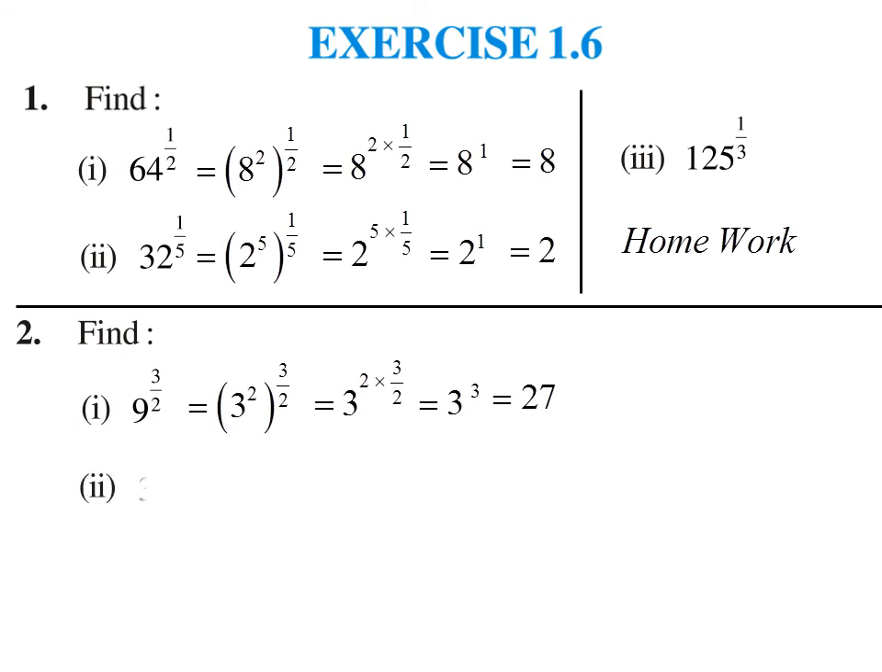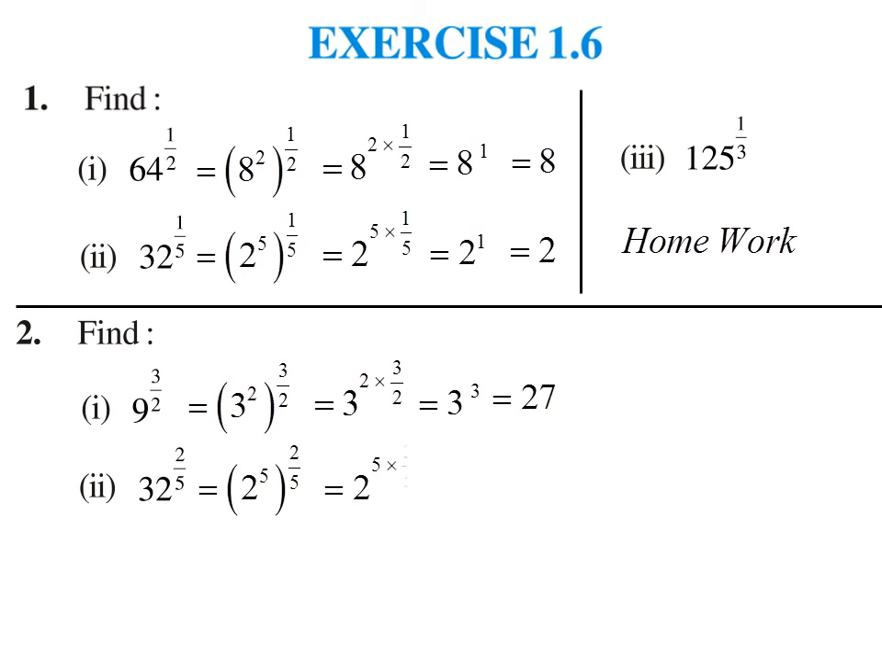Now the next one, the second question again: 32 to the power 2 by 5. Again we have to convert 32 in such a way that we can get a number whose power is 5. So we have already seen that 32 can be written as 2 to the power 5, and whole to the power 2 by 5.